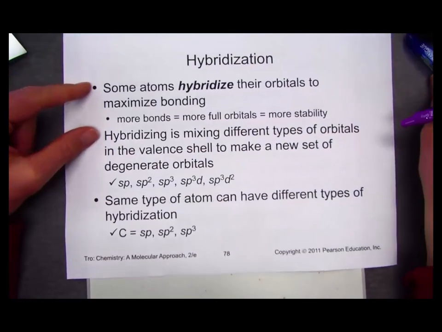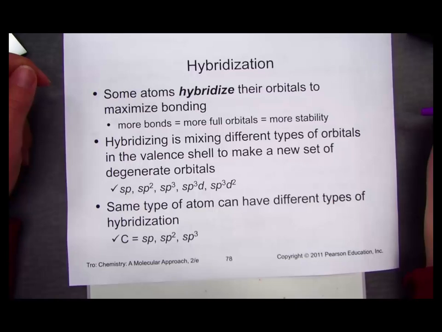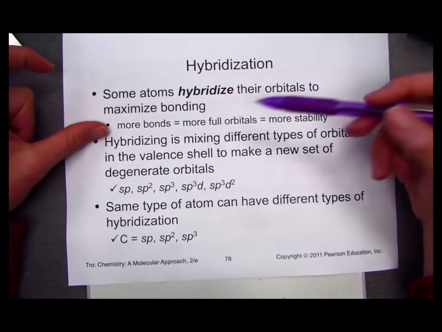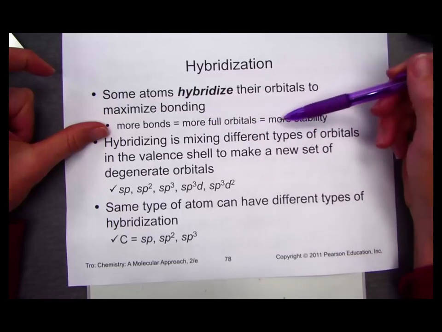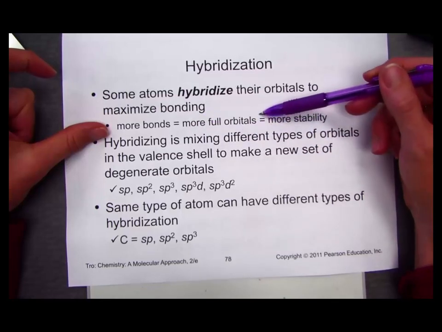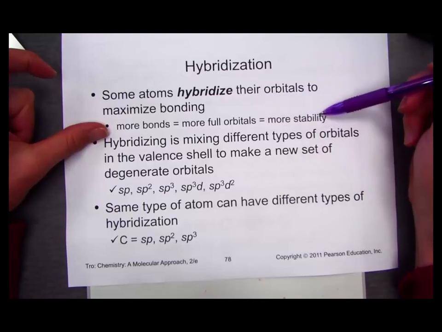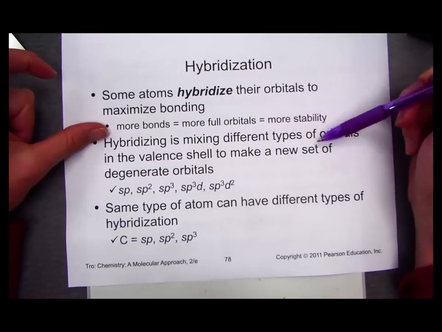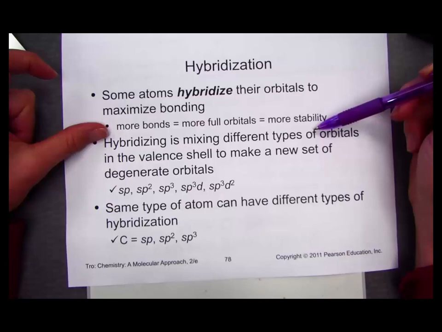Some atoms hybridize their orbitals to maximize their bonding, as in our carbon example. If I can create more bonds by promoting into empty orbitals, an atom will do that. It creates stability. Hybridizing is simply mixing different types of orbitals in the valence shell to make new sets of degenerate orbitals.